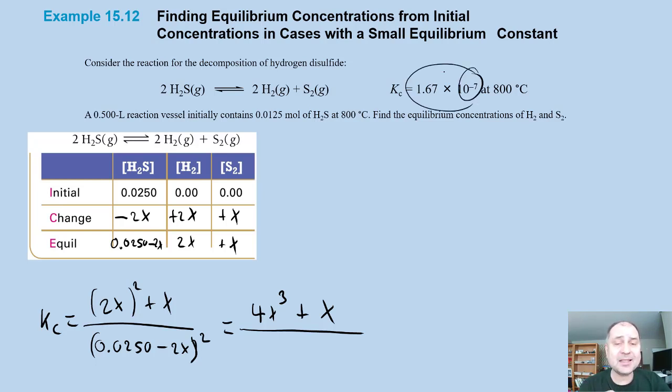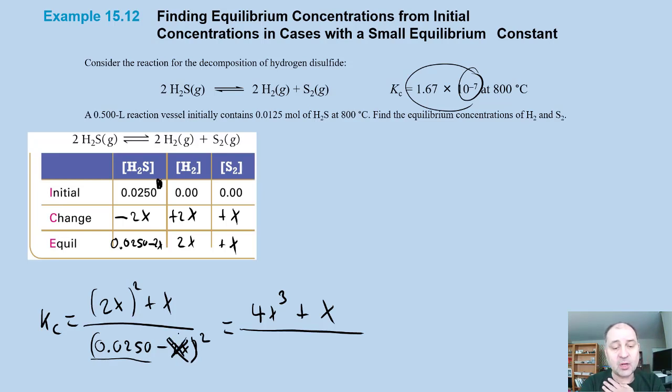What that means is the equilibrium lies very much to the left. So x is going to be really, really small, right? This is going to shift by just a little bit. And if x is less than 5% of the initial concentration, then we can just assume that x is so much smaller than 0.025. So we can just get rid of that.